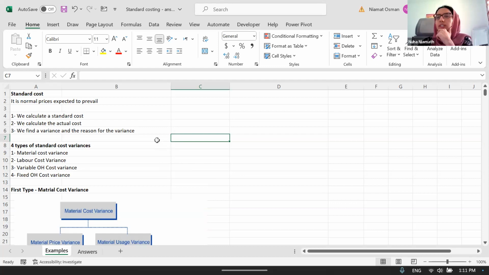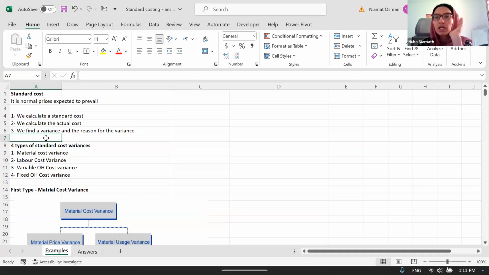So how do we calculate these variances? First, we calculate the standard cost for the actual output. Then we calculate the actual cost that you have actually ended up spending. And then we find the variance. This is very simple and brief, but when you get into the details, lots of complications are there. So be very careful and keep your mind completely alert on every point that I'm telling you.